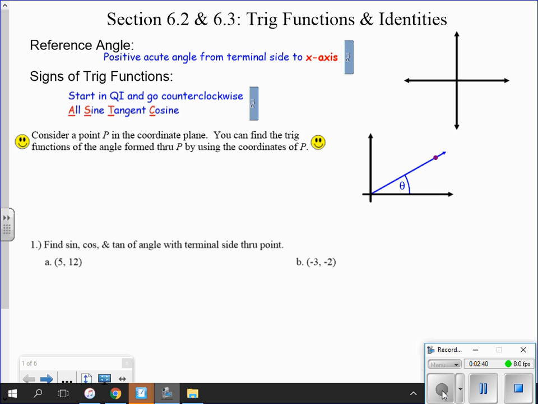So, consider a point P in a plane. Can you find the trig function of the angle formed by P using the coordinates of P? Yes, you can. You can do this. So what they're talking about, if this is point P, and I've got an angle theta that gives me that angle, can I find the sine and cosine, and therefore anything else of that from that coordinate point? I can. Okay. So if I have, that is my angle, this is my y coordinate, this is my x coordinate.